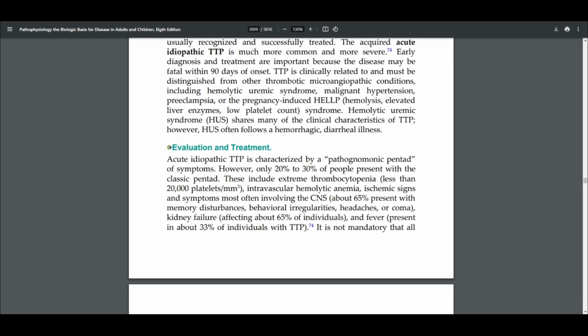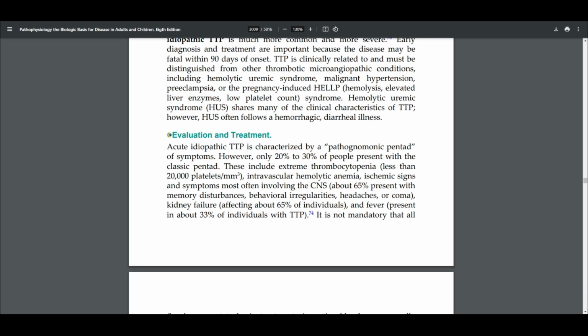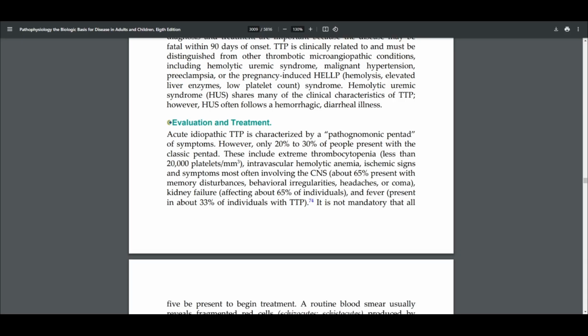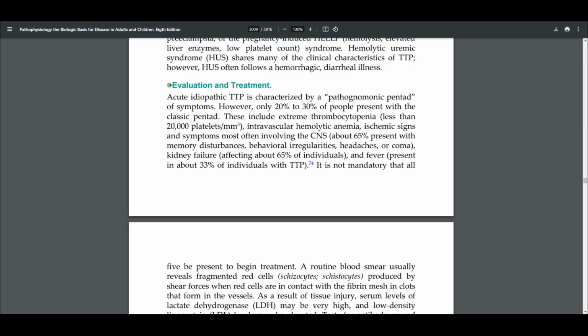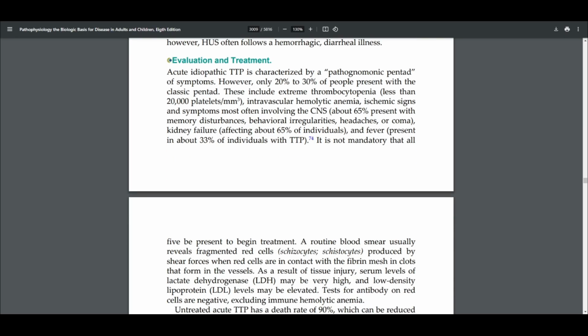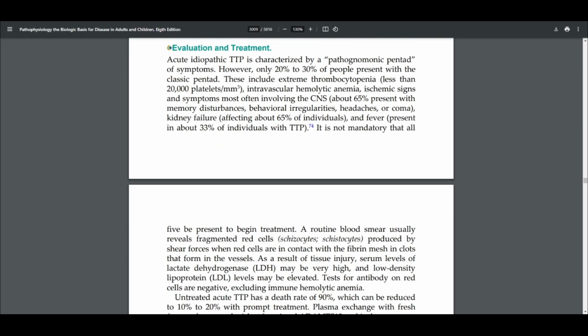Hemolytic uremic syndrome shares many of the clinical characteristics of TTP. However, hemolytic uremic syndrome often follows a hemorrhagic diarrheal illness, so its evaluation and treatment differ. Acute idiopathic TTP is characterized by the pathognomonic pentad of symptoms. However, only 20 to 30% of people present with the classic pentad.